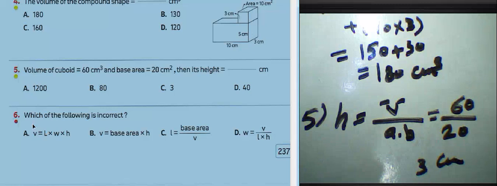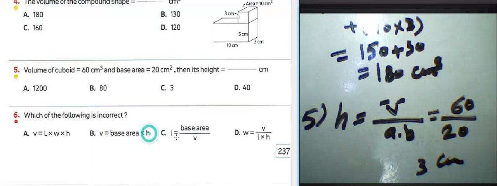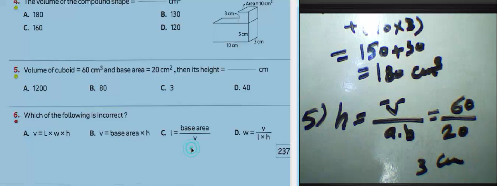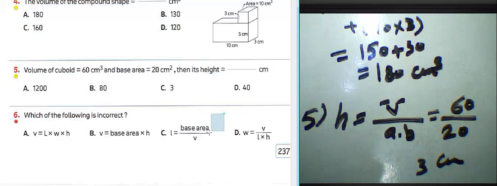Question number 6. Which of the following is incorrect? Volume equal length times height and width is true. Volume equal base area times the height, it's true. Length equal base area times the volume, it's false. Okay, it's false. He asked about incorrect. Volume equal length times width times the height, it's true. So we must choose letter C for this example. Okay, understood? Letter C is the result.